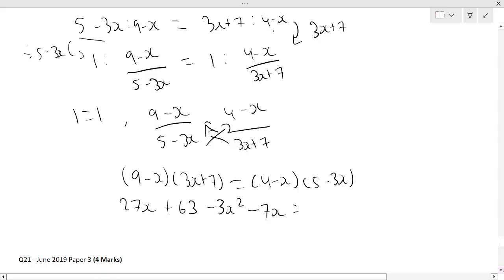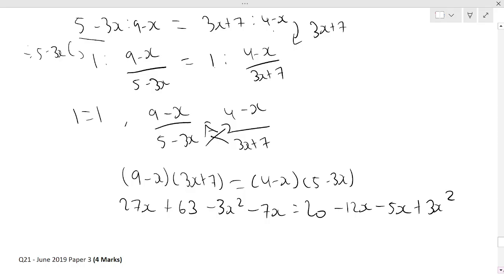And that's going to be equal to, then we expand the right-hand side. 4 times 5 is 20. 4 times minus 3x is minus 12x. Minus x times 5 is minus 5x. And minus x times minus 3x is plus 3x squared.